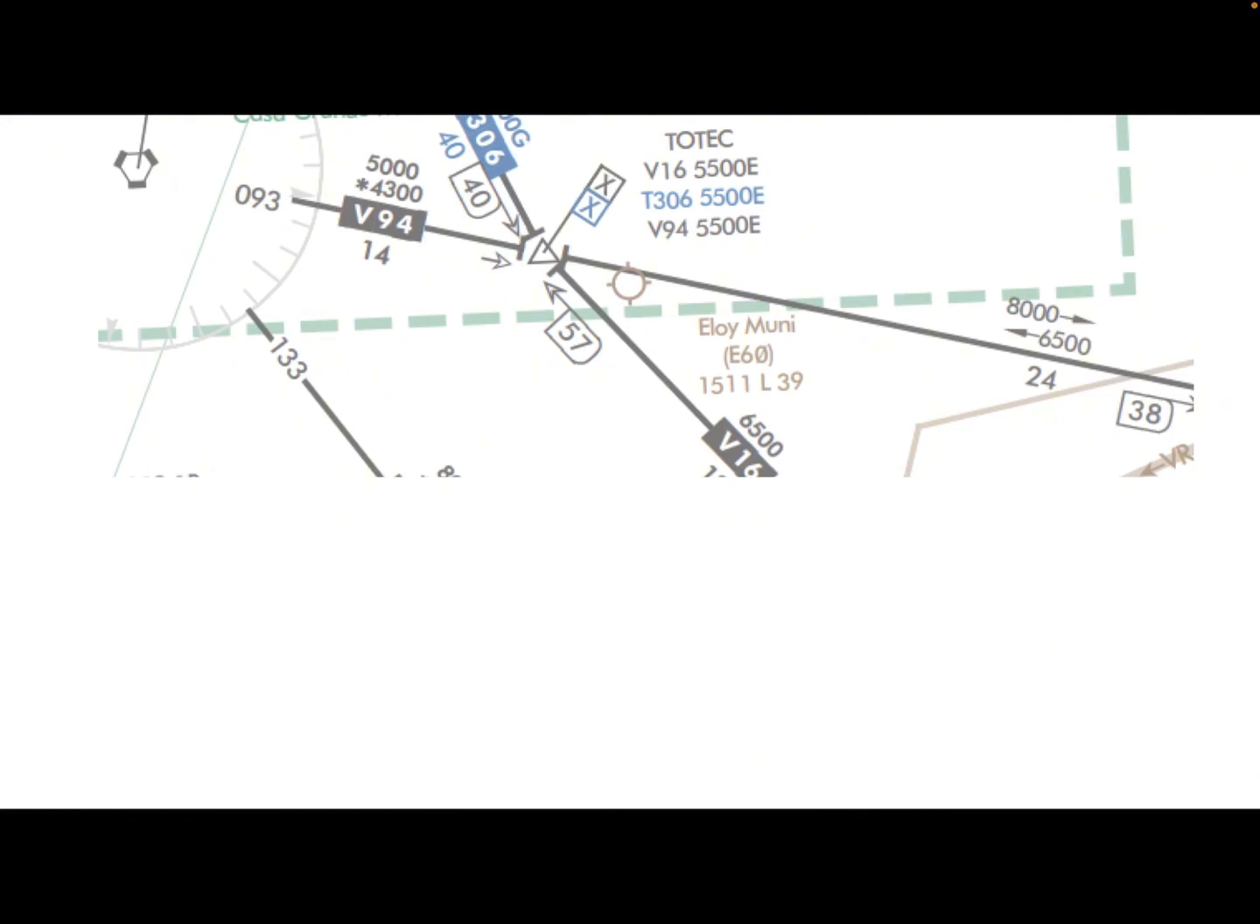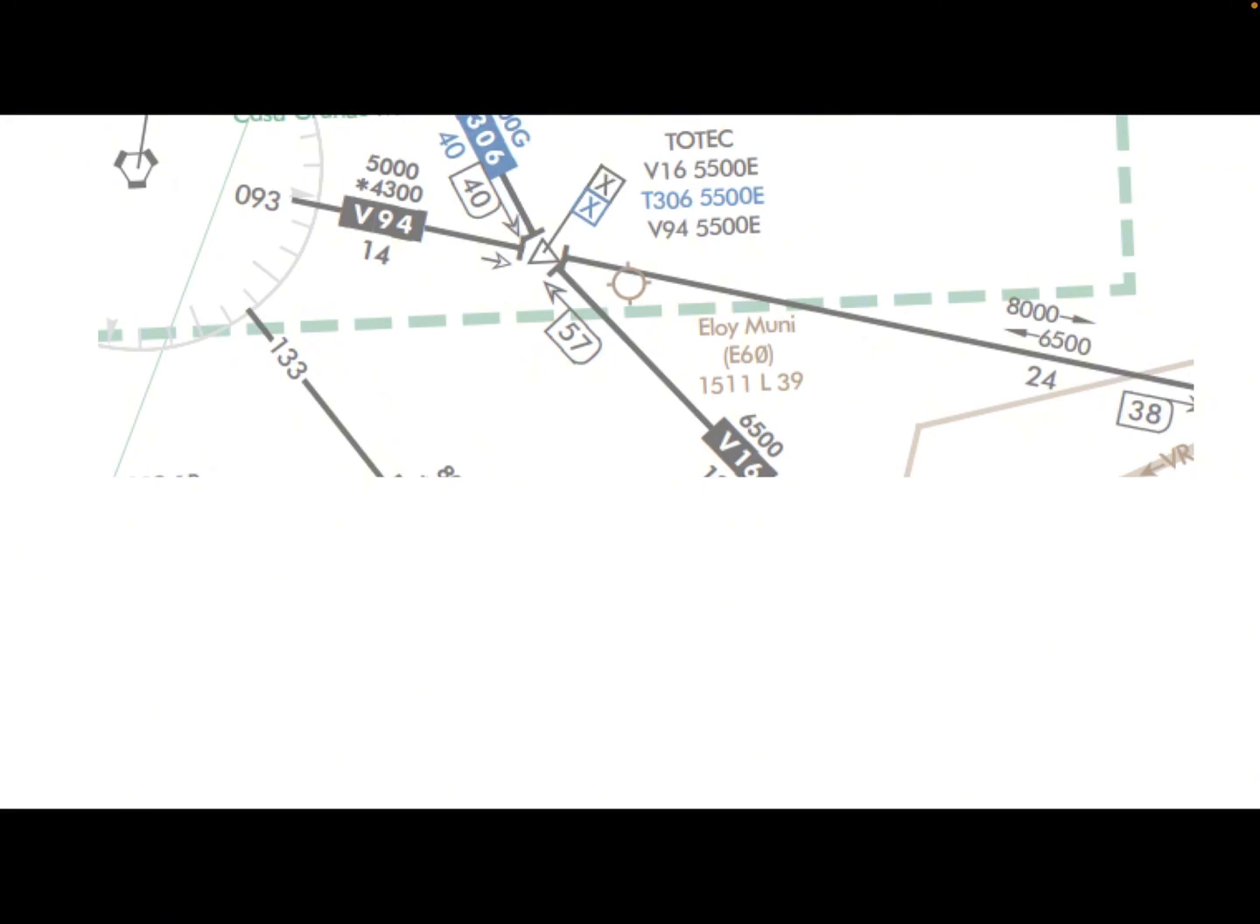And on top of that, sometimes the MCA at a fix or intersection will be higher than the MEA along the route. You're required to cross the fix or intersection at or above the MCA, so you would therefore have to climb before reaching the fix or intersection to at or above the MCA if you weren't already above it.